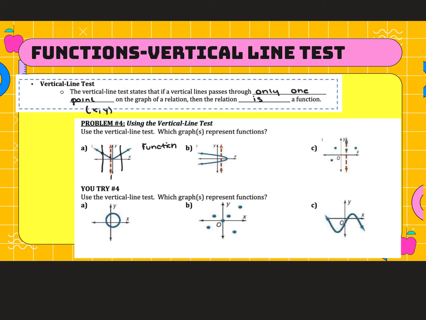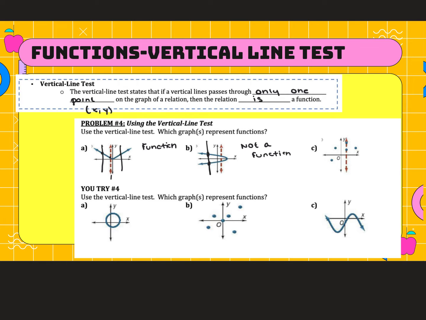All right, for B, again, drawing my line. No matter where I draw my line, I'm hitting the graph in two different spots. So remember, it only crosses in one spot. So this is not a function. All right, so this graph is telling me that these x values have more than one y value.